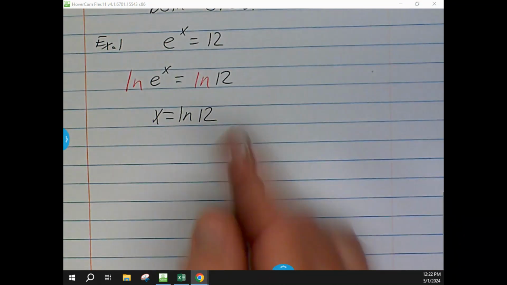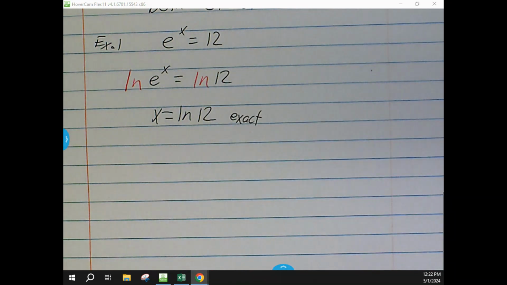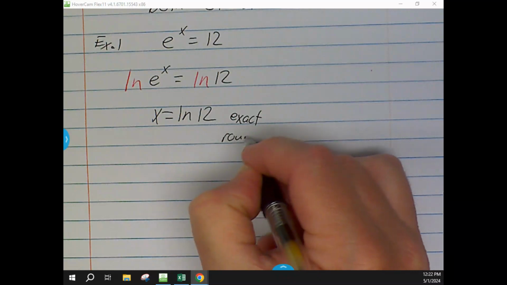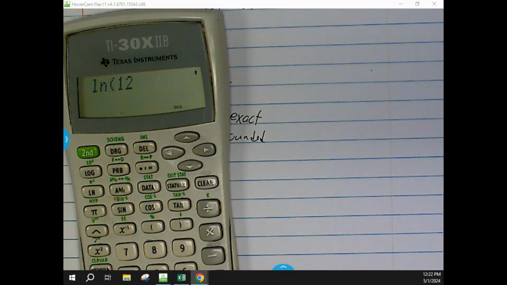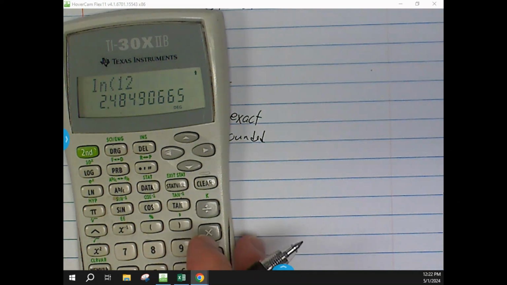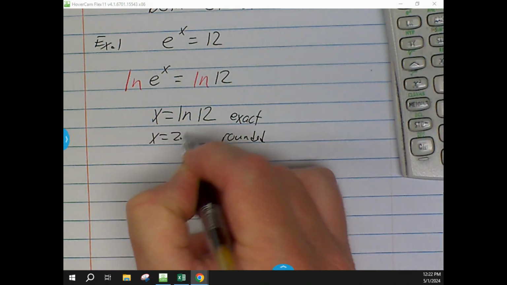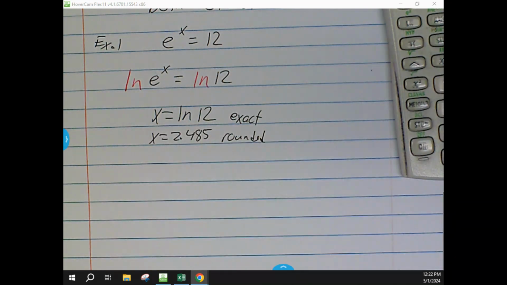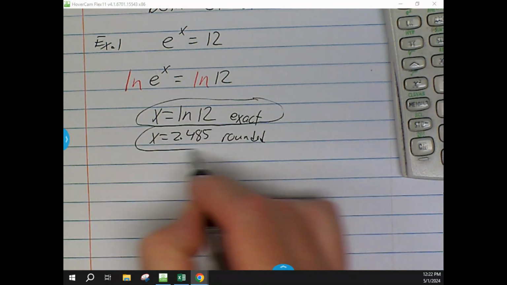Now, one thing I do know on this one, sometimes they will ask you to leave it as an exact answer with ln in the answer. That is an exact answer. We're also going to go ahead and punch it in the calculator and tell us what the rounded answer is. So we're going to do the ln of 12. You don't have to do anything weird, you just take the number and punch it in. And there we go, 2.485 if we round off to 3 decimal places. Okay, so again, there's the exact answer, and there's the rounded answer.